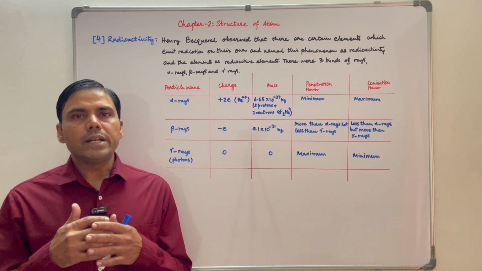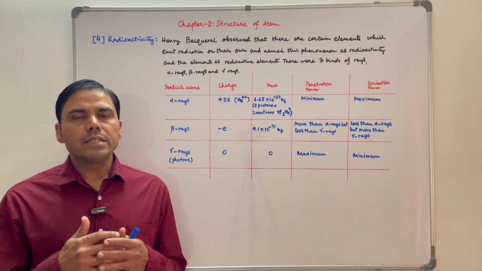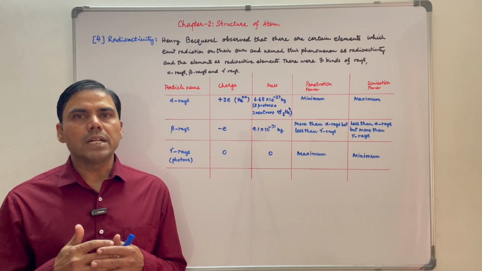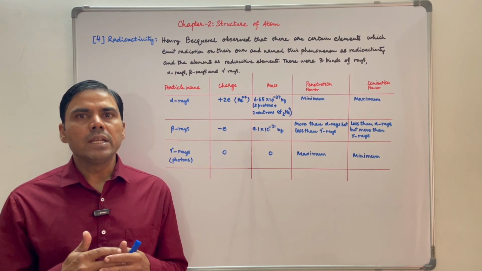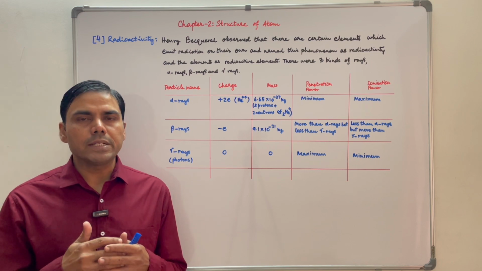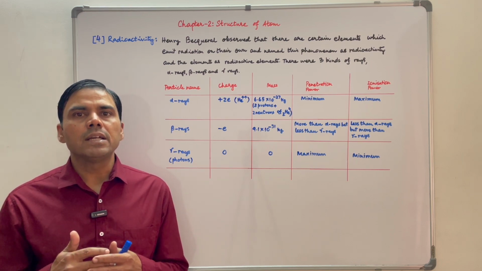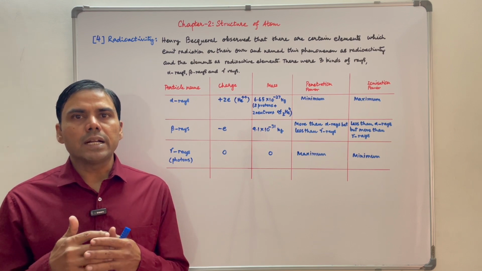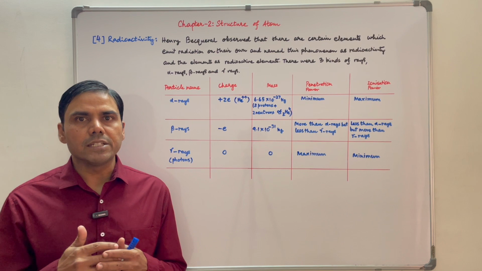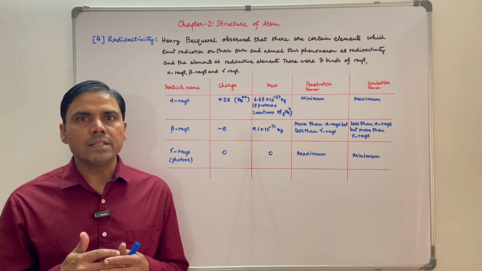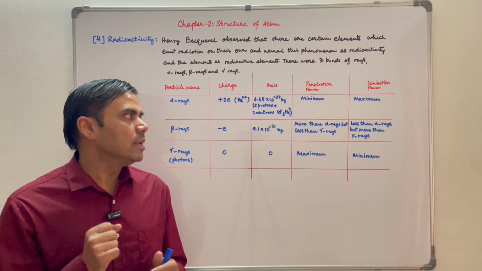Point number 4, radioactivity. A scientist named Henry Becquerel observed that there are certain elements which emit radiations on their own. He named this phenomenon as radioactivity and those elements as radioactive elements. He found that there are three kinds of rays, alpha, beta and gamma rays in that radiation. Properties of these three rays are listed in this table.